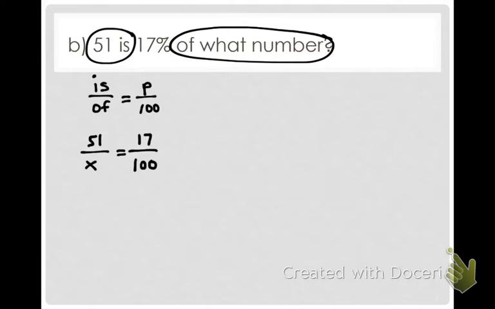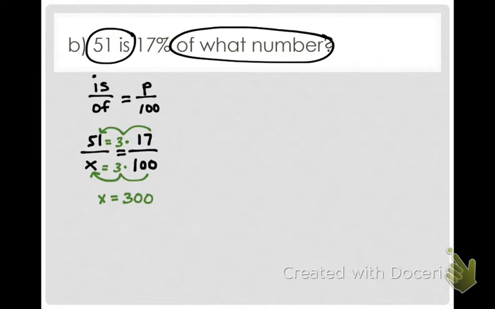3. Times 3, okay? Because this says 17 times 3 equals 51, what do I have to do on the bottom? I have to multiply by 3 there too. All right, so now 100 times 3 equals what? 300. X equals 300. So now let's go back to the original problem.